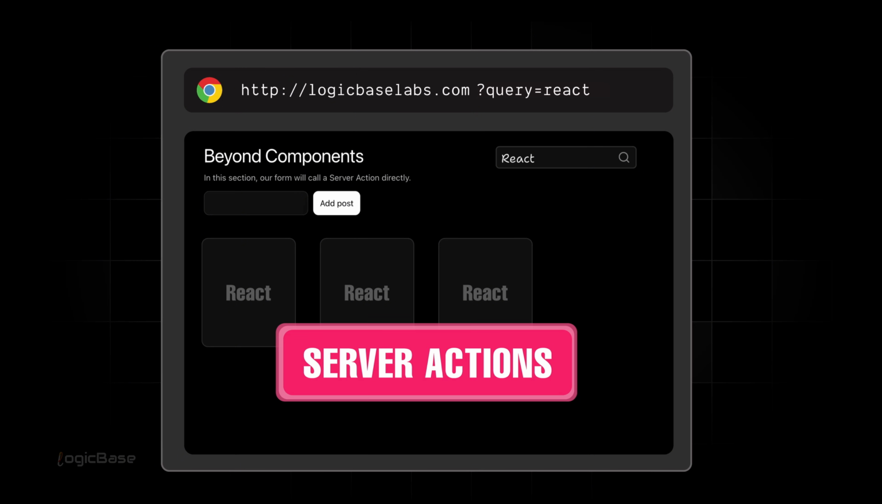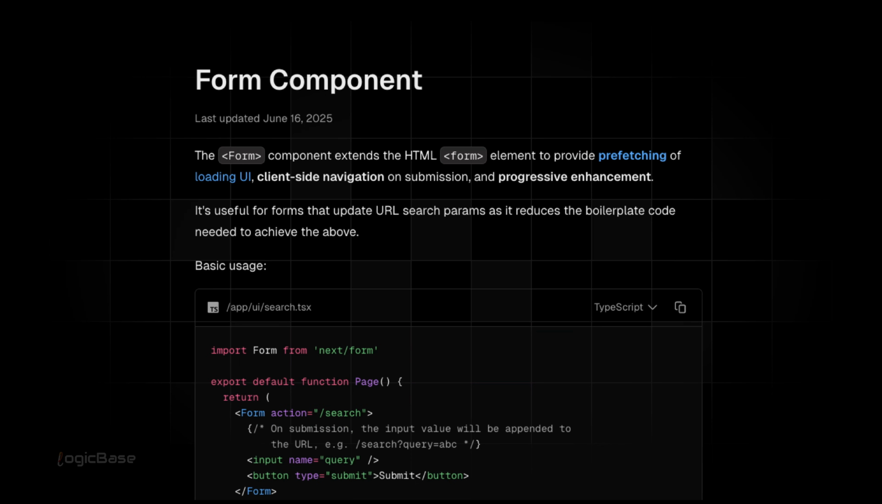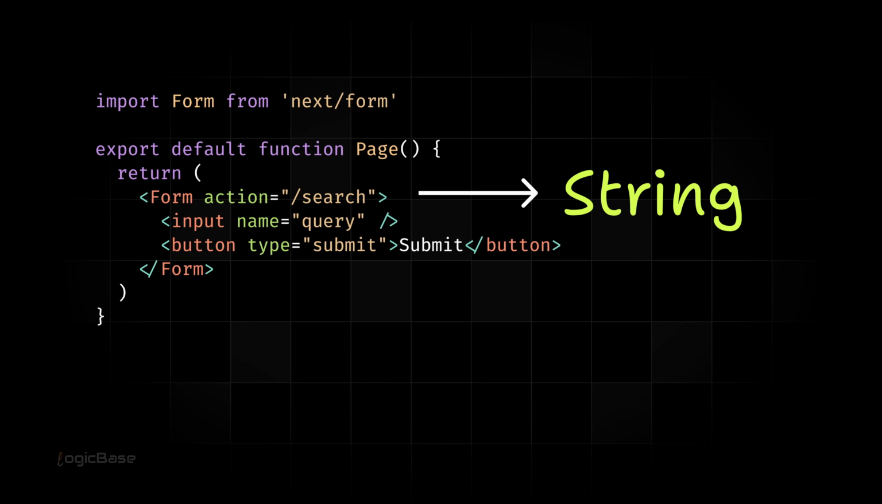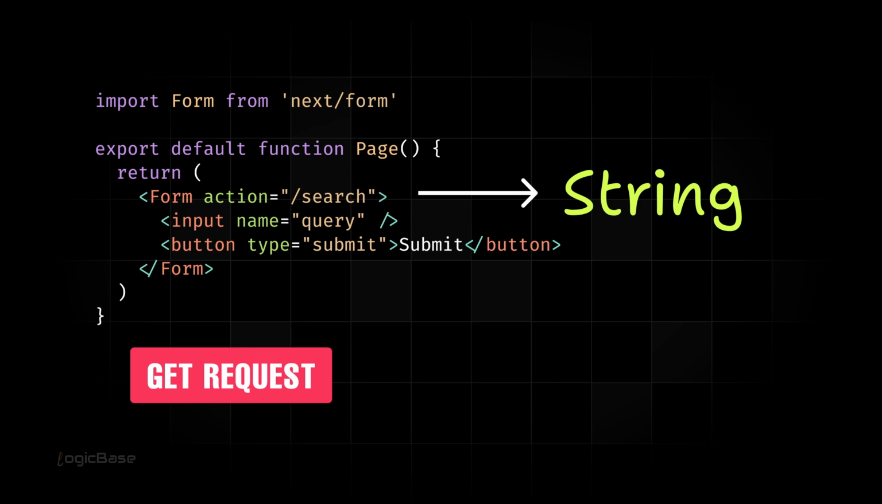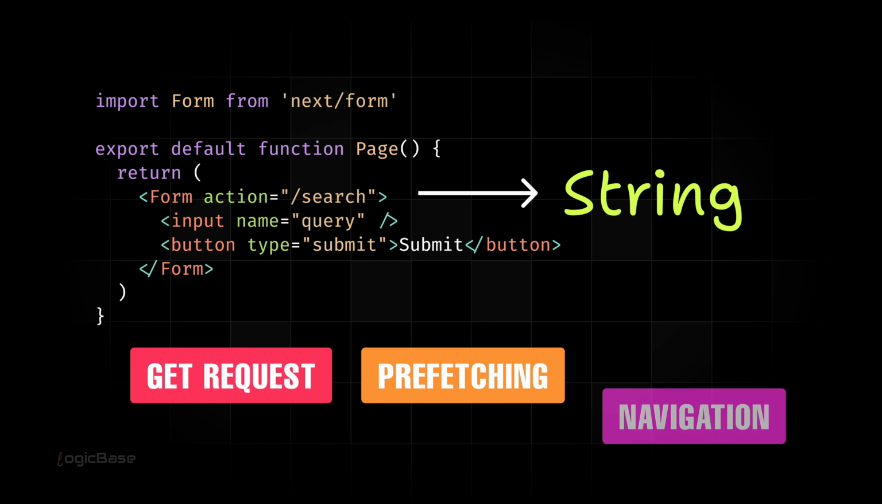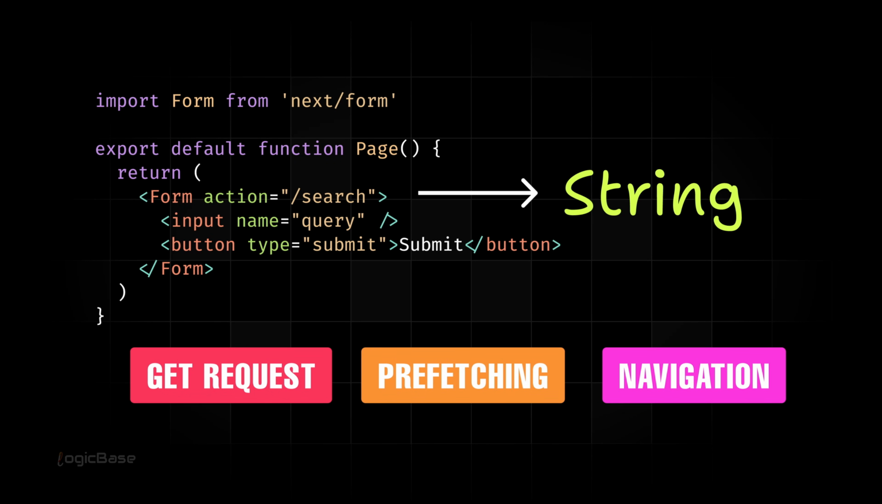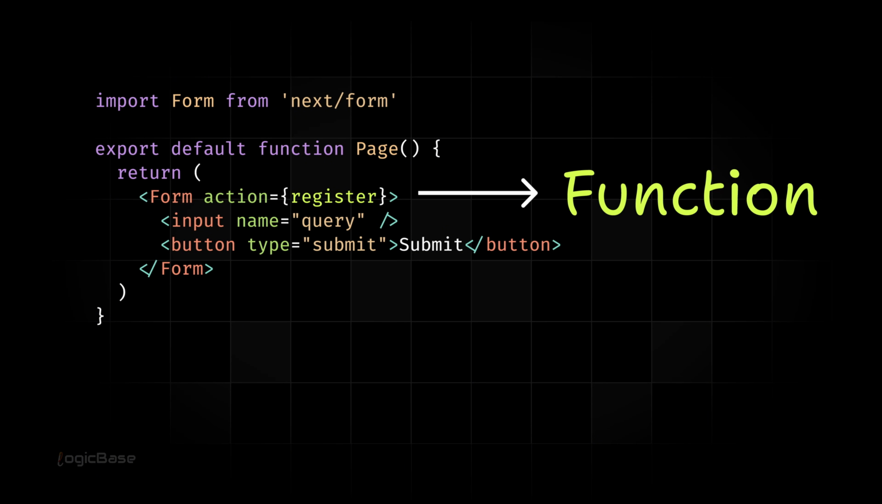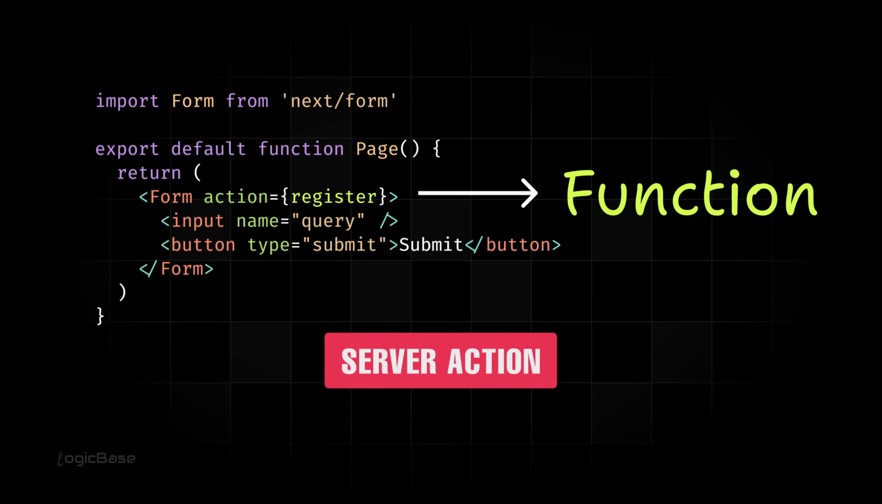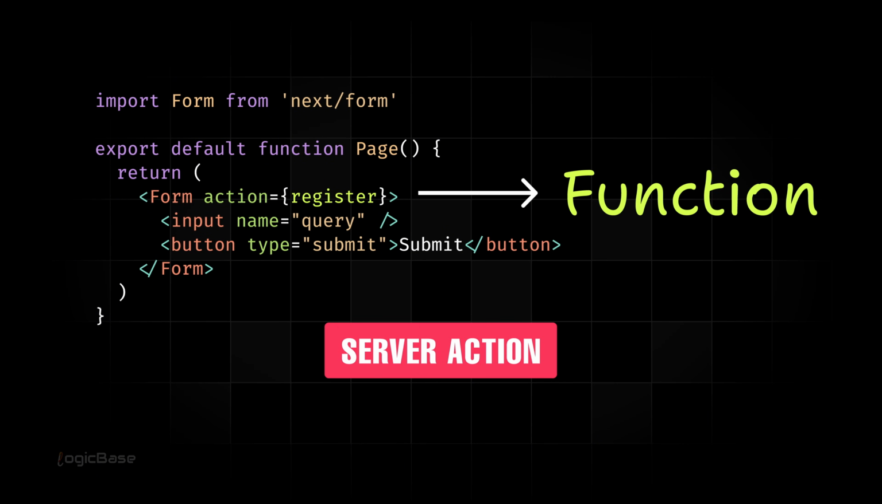This is exactly what Next Form gives you. It's a form component that extends the native HTML form for navigation-style forms. If the action is a string, it behaves like a GET form submission that navigates and updates search params. It also adds prefetching and client-side navigation so it feels fast. And if the action is a function, it behaves like a React form and executes a server action. Same component, two behaviors based on the type of action. Let's build a small search feature alongside our posts app so you can see this boundary clearly.